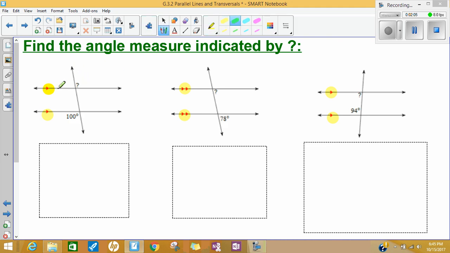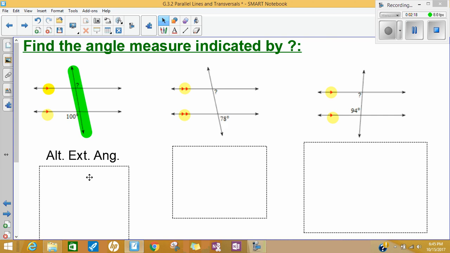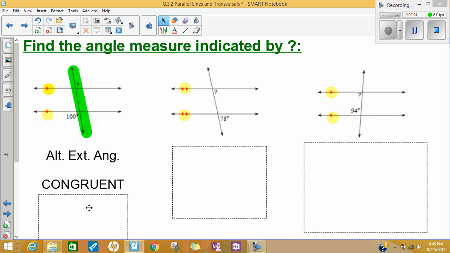These are both exterior angles. They're outside of the 2 lines, and they're on opposite sides of this line, which is the transversal. So we have alternate exterior angles. Looking at our flip book, you should see that alternate exterior angles are congruent. So that means that the question mark is equal to 100 degrees. They're the same size, so they're both 100 degrees.